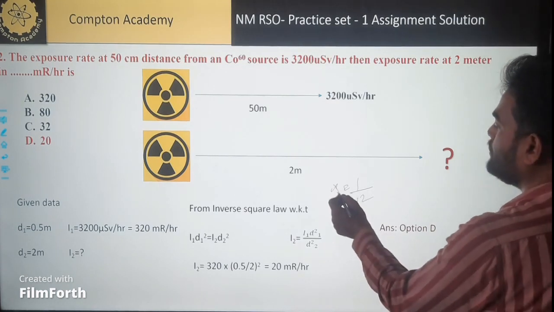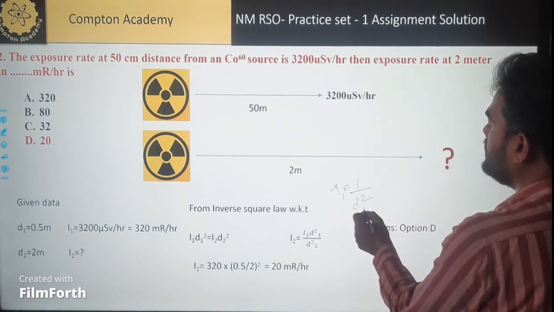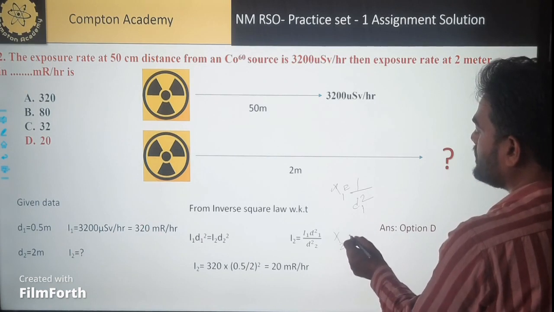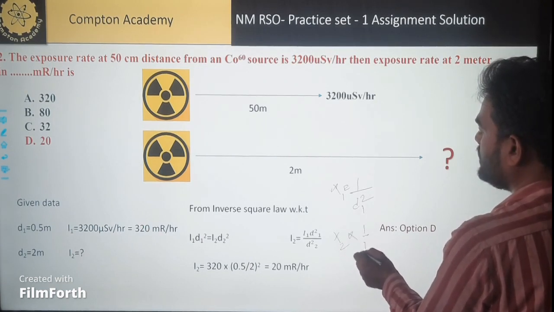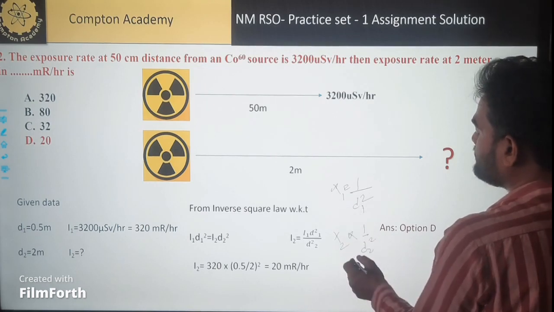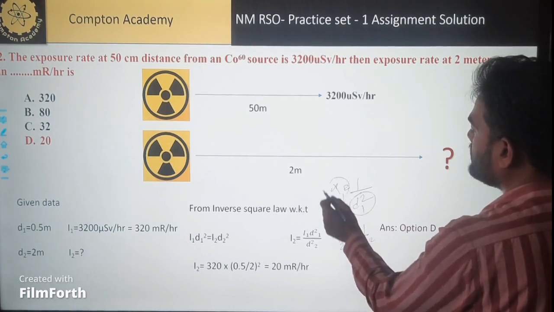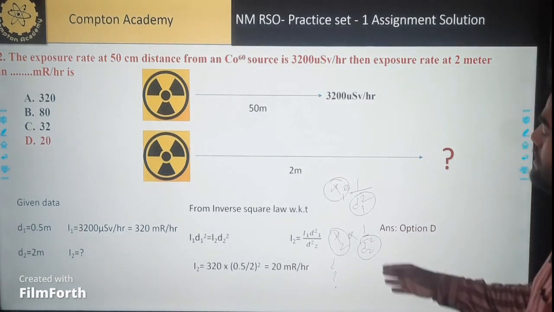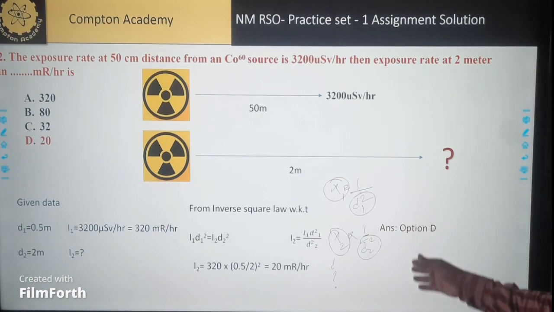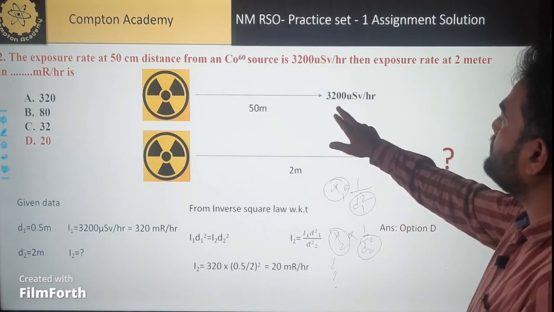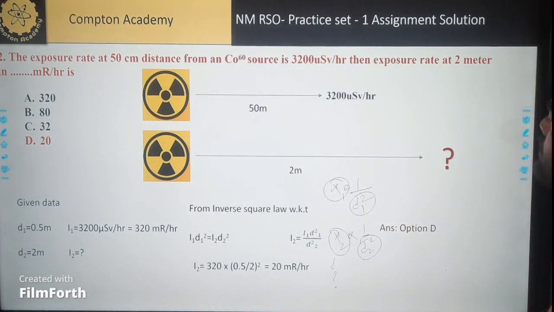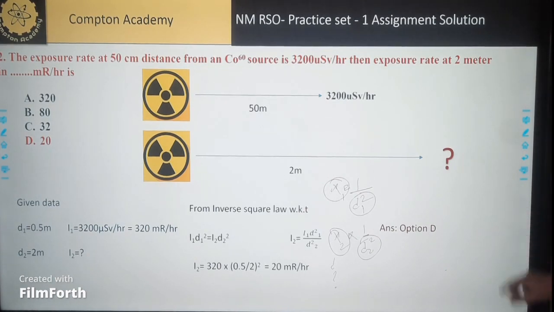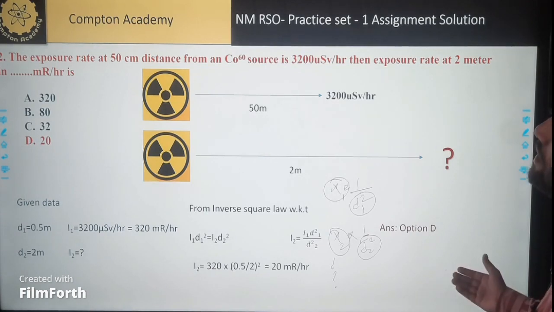For the D1 distance the exposure rate is x1, suppose, and for the D2 distance the exposure rate is x2, proportional to 1 upon d squared. So here D1 is given, x1 is given, and D2 is given, and x2 has been asked in the question. So by using this inverse square law, we will calculate the values, and first we will convert this 3200 microsievert into milliroentgen per hour, because the answer is asked in milliroentgen.